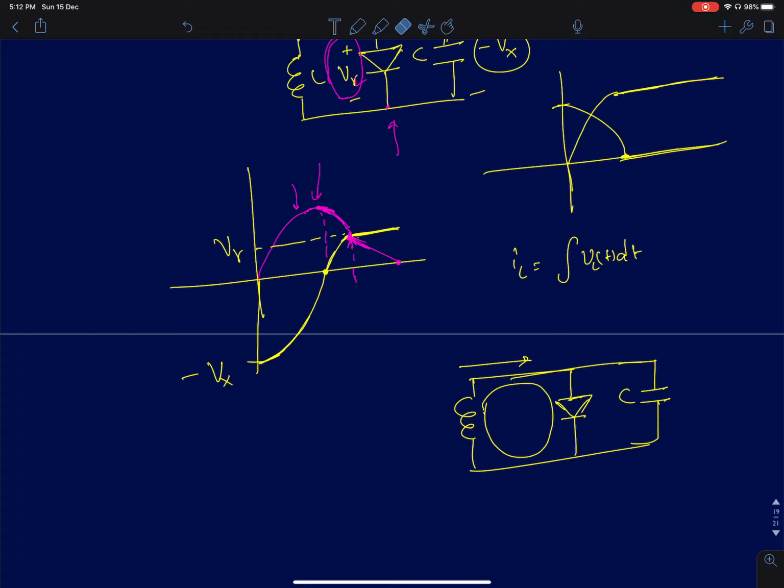Now when the direction is reversing, the voltage across this is now V gamma. So now the direction is reversing. It has to now flow from the capacitor into the diode.